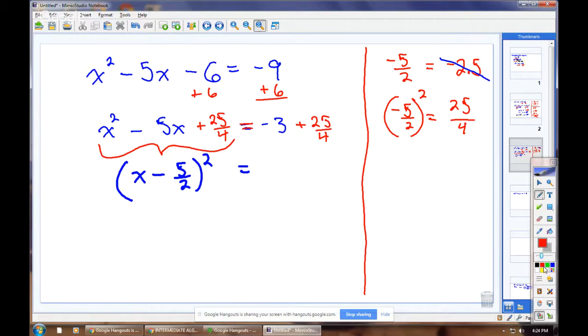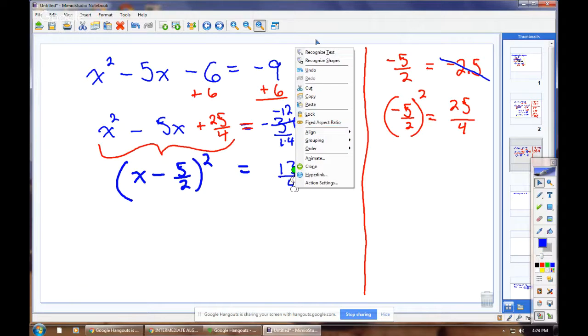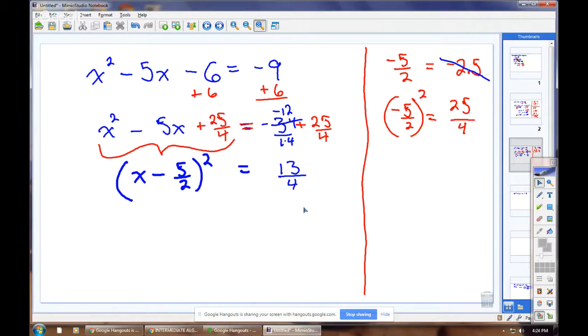So let's see, we need a common denominator, so we'll write that as -3/1. Common denominator should be 4. Multiply top and bottom by 4. Let's see, -3 times 4, that's -12. -12 plus 25 is 13, so I get 13/4 when I take -3, excuse me, and add 25/4. Getting close to done. I'm ready to take the square root of both sides.